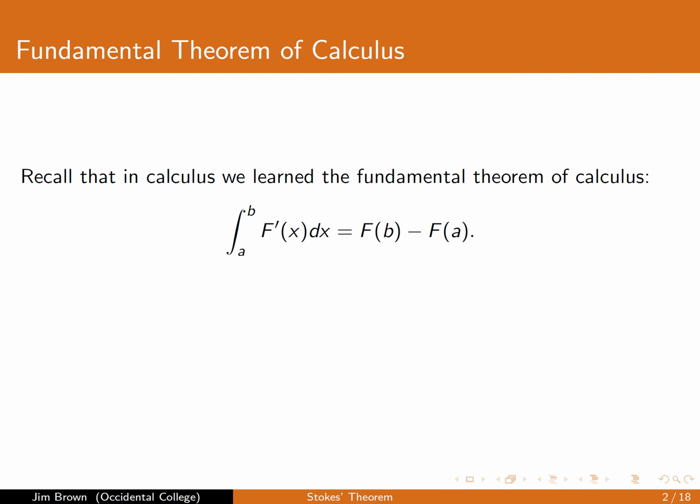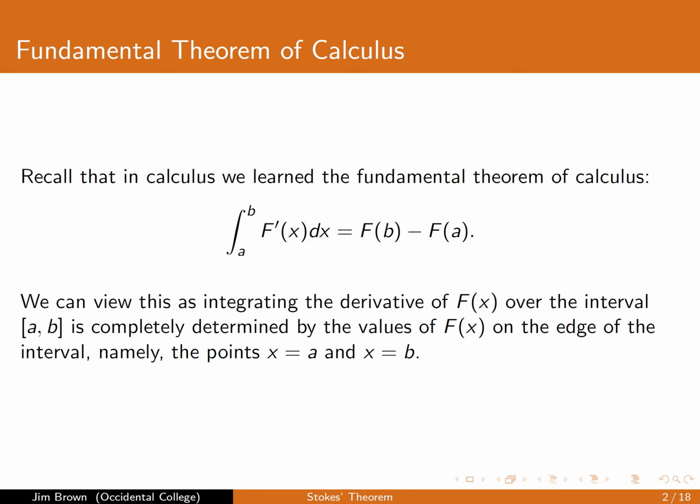So let's first recall from Calculus 1 or Calculus 2 that we learned the fundamental theorem of calculus, which says the integral from a to b of the derivative of capital F is equal to F of b minus F of a. So one way we can view this is, if we integrate the derivative of a function over some interval a to b, that integral is completely determined by the value of the function at the edge points of the interval, namely the points x equals a and x equals b. So the integral of a derivative over an interval is completely determined by the value of the function on the endpoints of the interval.